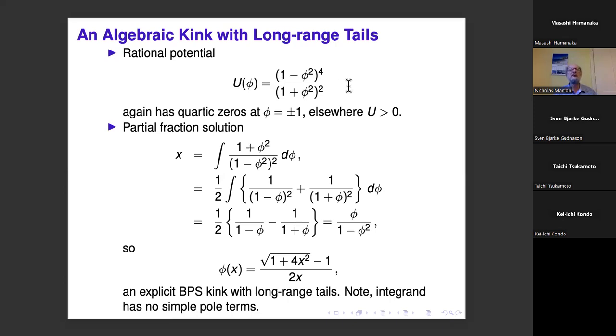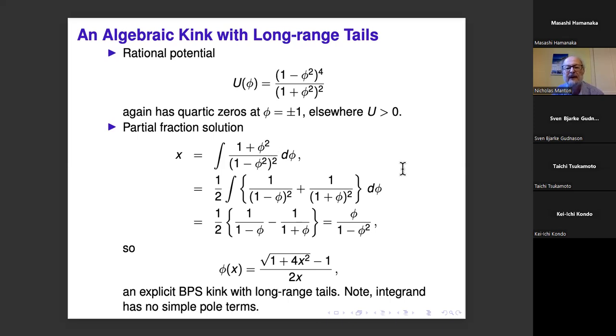So it's still perfectly real. It's got only 2 zeros at plus or minus 1. This denominator factor is everywhere positive. So it's again got quartic zeros at plus or minus 1, and elsewhere U is positive, and particularly between these zeros U is positive. So there's going to be a kink. And the nice thing about this is the partial fractions are simpler. So x is again this: you take the explicit square root of this, which you can do, you get this square root and 1 over that, and then you do partial fractions for this.